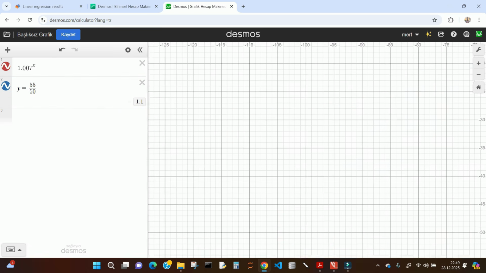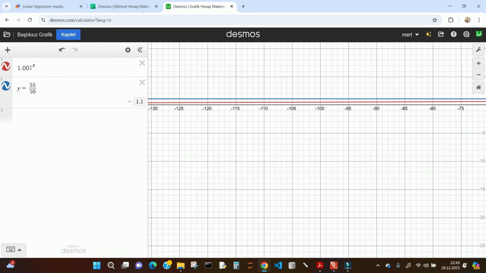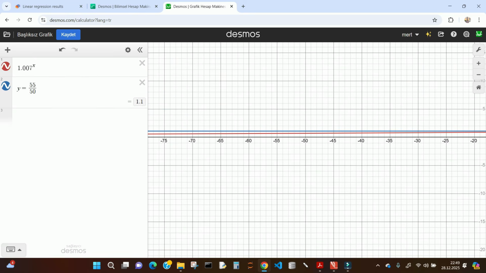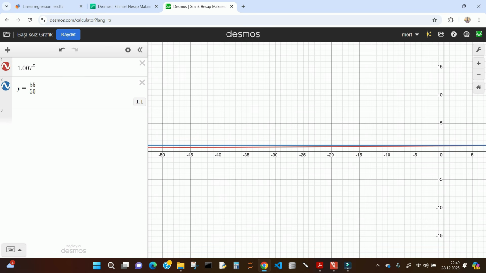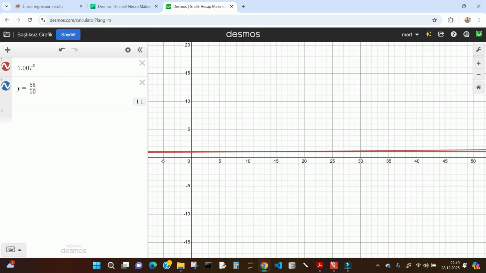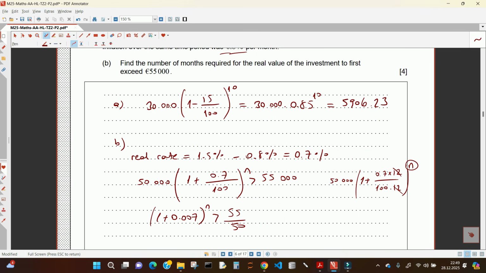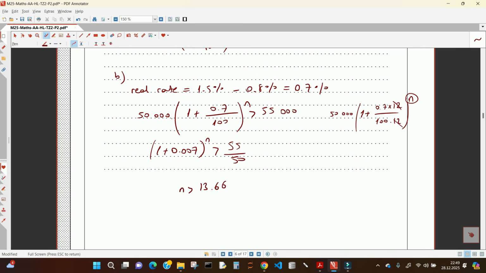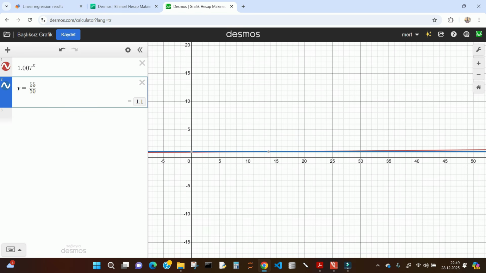As you see from the graph, first, this line, the blue line, is greater than the function, but after this intersection point, which is 13.66, the function, which is the red one, becomes greater than the line, right?